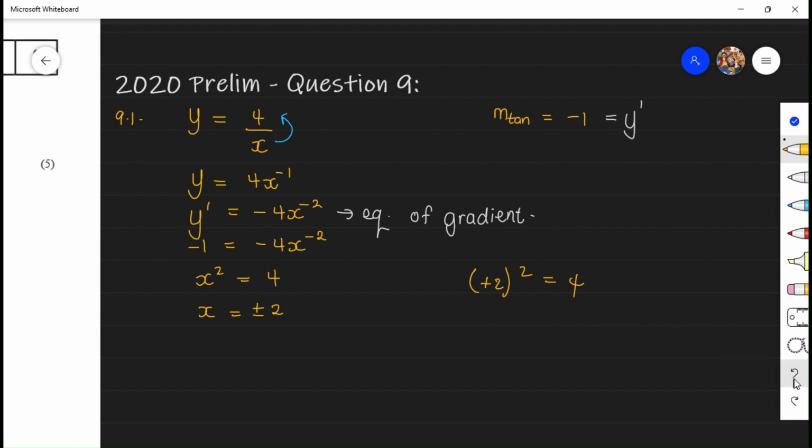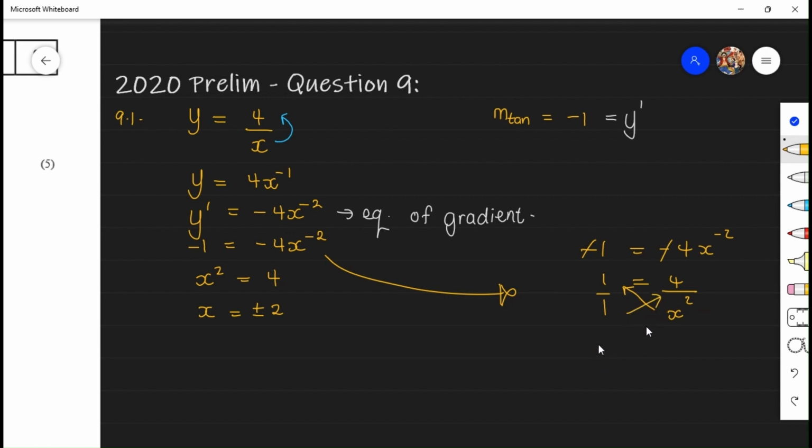And for those of you that are confused on how we ended up with x squared equals 4 from the previous step, I will do the long method on the side. So we've got minus 1 equals minus 4x to the power negative 2. We see that we have negative on both sides, so we can cancel them out. So we have 1 equals 4x to the power negative 2. I'm going to move x to the power negative 2 to the bottom. So we change the sign, making it x squared. From here, I'm going to cross multiply. So that gives me x squared equals 4. That is all that we did.